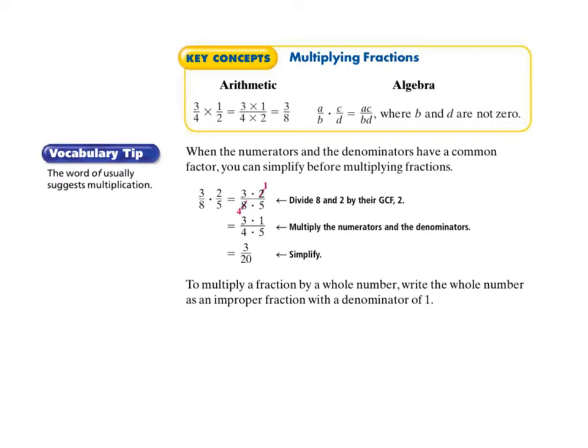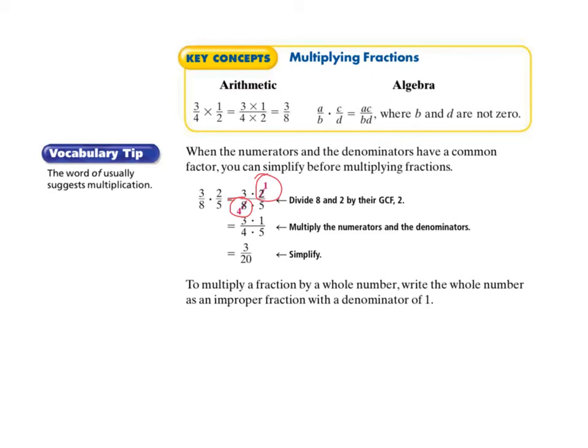When the numerators and the denominators have a common factor, you can simplify before multiplying fractions. This is the cross simplify we talked about before. So if we have 3/8 times 2/5, and then it would be equal to 3 times 2 over 8 times 5, you can simplify the 2 and the 8. You can cross simplify just like we talked about in the previous chapter.